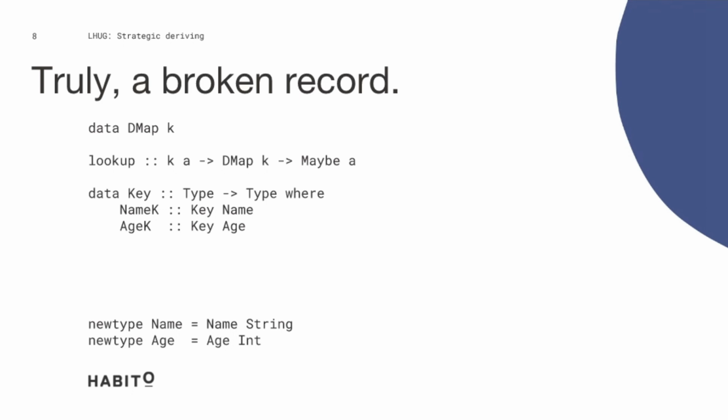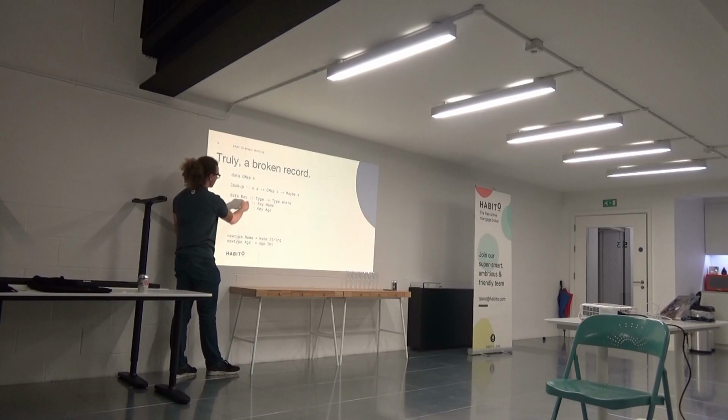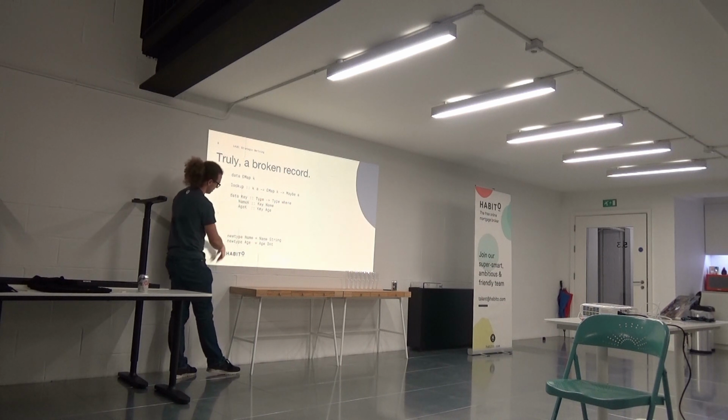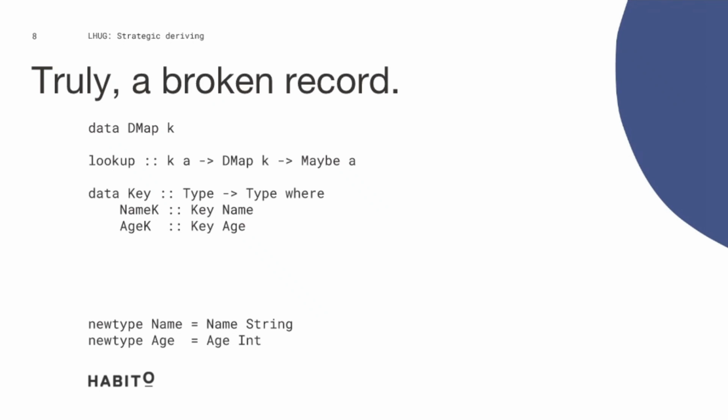So the name K key is of type key name, so when I look it up, a K A in a DMap K, I get maybe an A. So that then lets me say, look up name K is of type DMap K to maybe name, look up age K is of type DMap K to maybe age. And they're just some newtypes down there. This, though, is really cool, and actually we use this in some of our code. The problem is it comes with boilerplate, right?